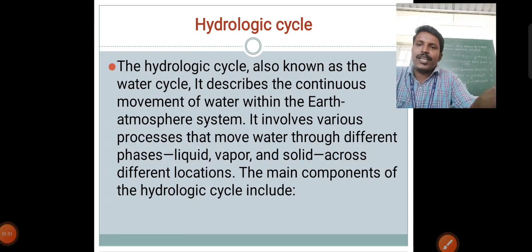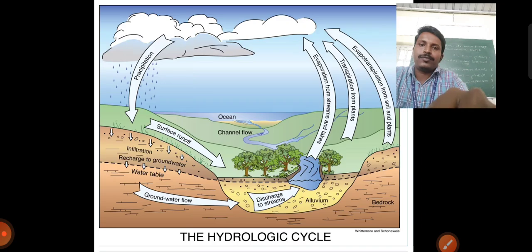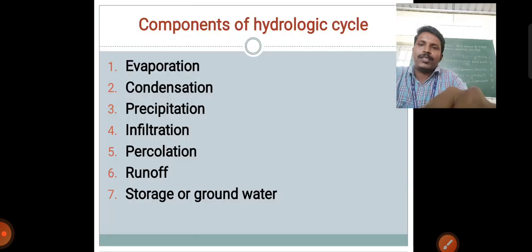It involves various processes that move water through different phases, liquid, vapor and solid, across different locations. The main components of the hydrological cycle include evaporation, condensation, precipitation, infiltration, percolation, runoff and storage or groundwater.